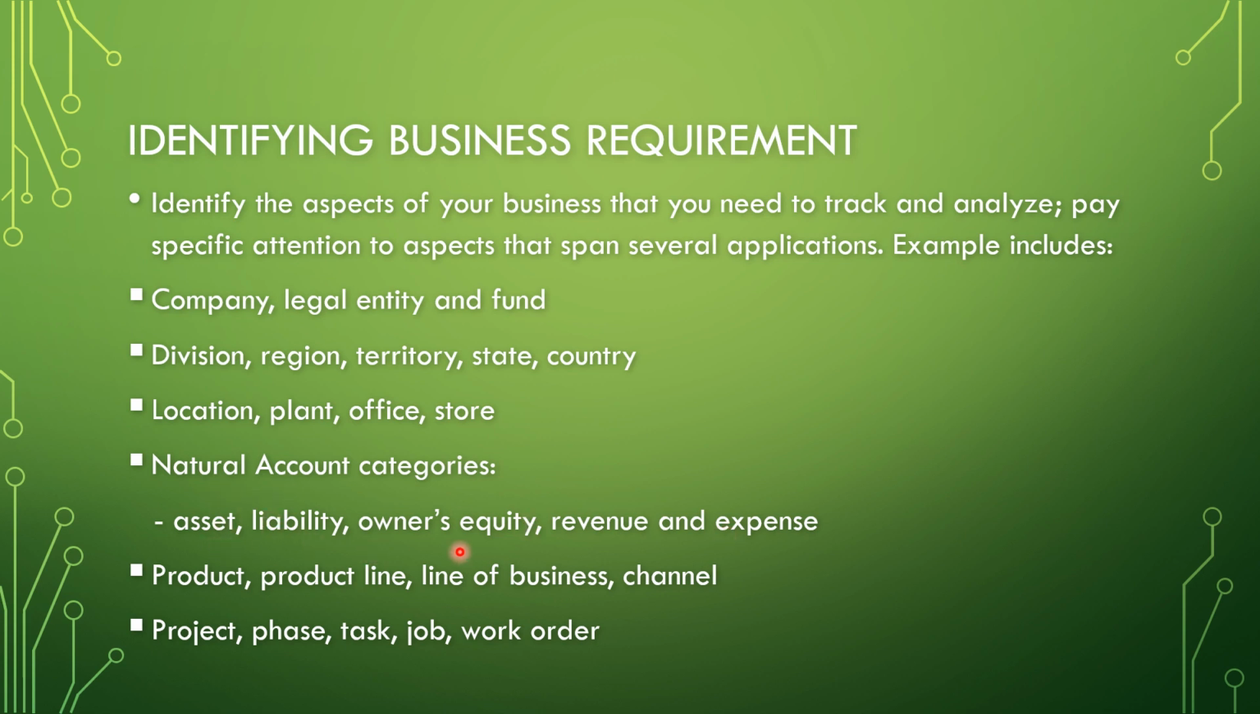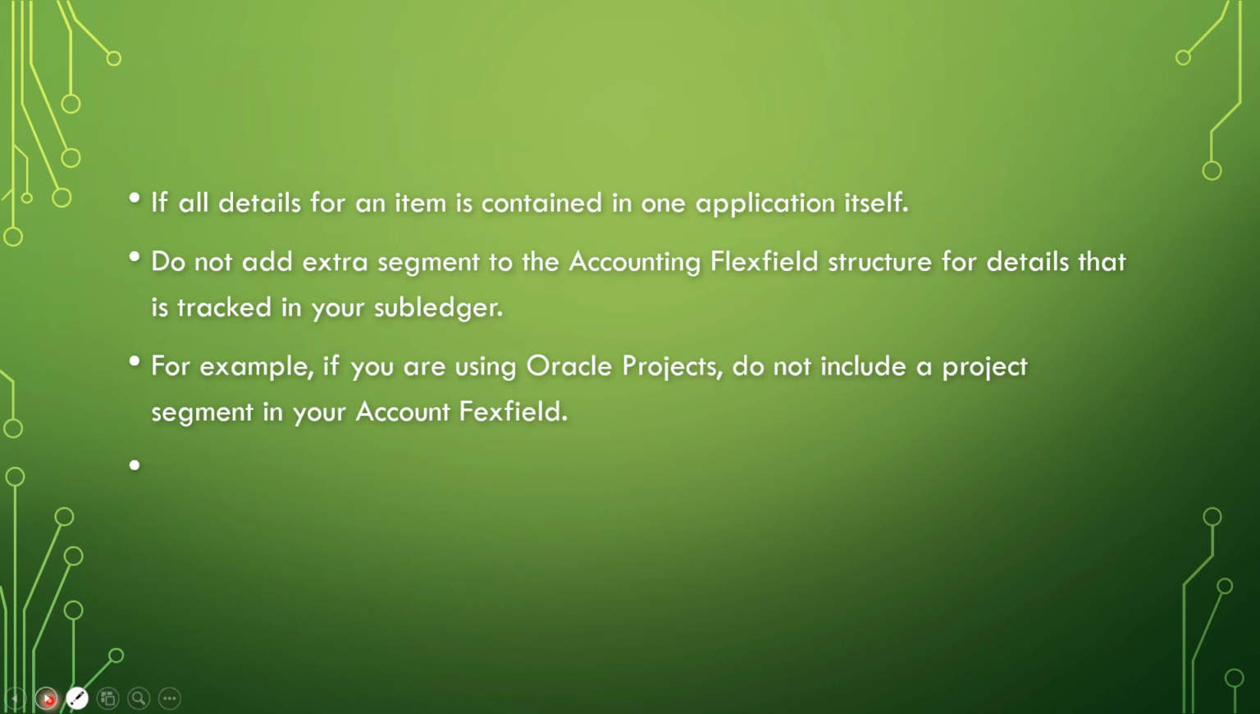You have asset, liability, and owner's equity, which is a different group where we transfer the profit or loss from the previous year. Revenue and expense. This is mandatory. Product line of business, channel, project, phase, task, and you can have as many. Minimum segments is 2, maximum is 30. The more you go, the more complicated it gets. So the two mandatory ones, as I said, are natural account, which is the main one, and company, the legal entity. These two segments are mandatory and have to form part of the chart of accounts.